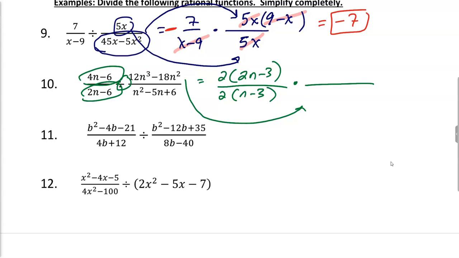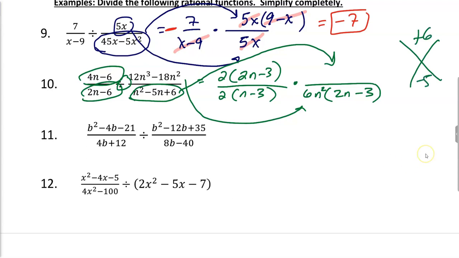I can take out a 6n squared from here, actually. So what's going to be left if I take out a 6n squared? Remember, I'm flipping it. I drew an arrow for you and everything. Then you'll have 2n minus 3 on that side. Don't let me confuse you when I do this. Now I'm going to take the part on the bottom and put it on the top.